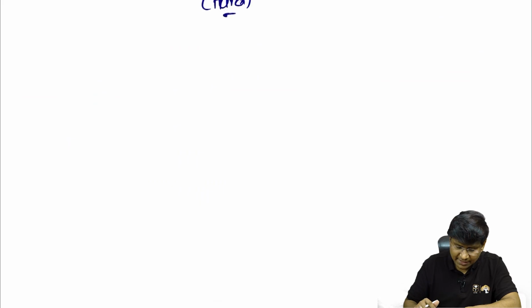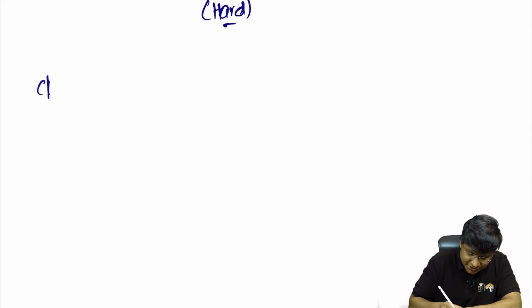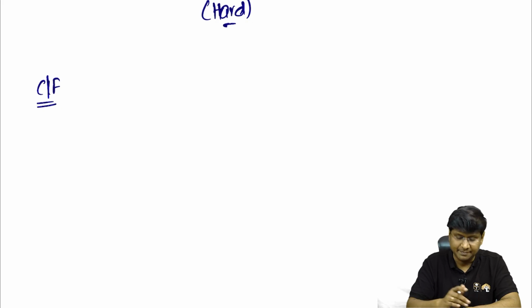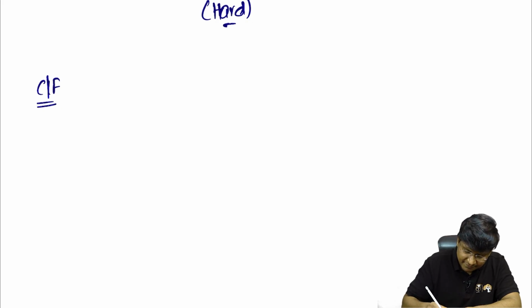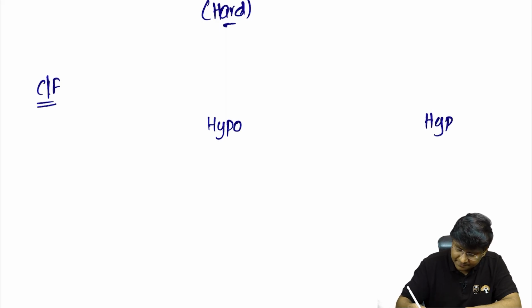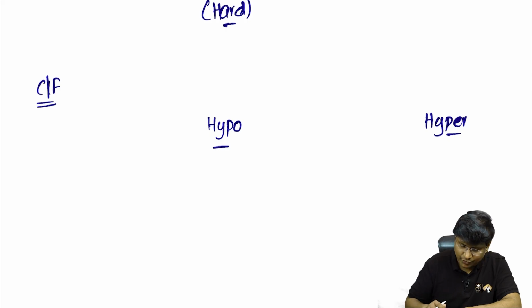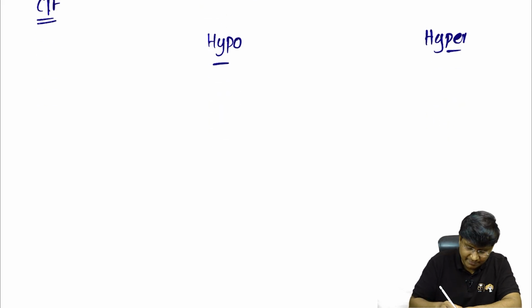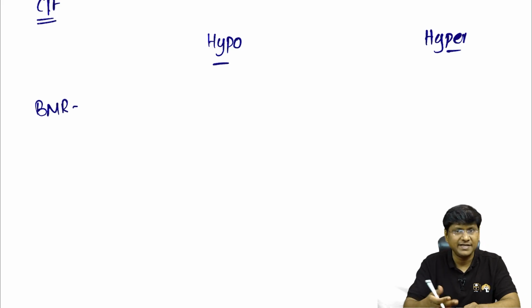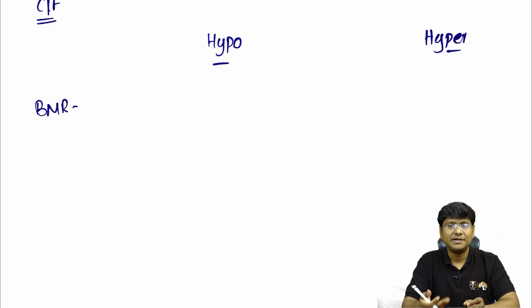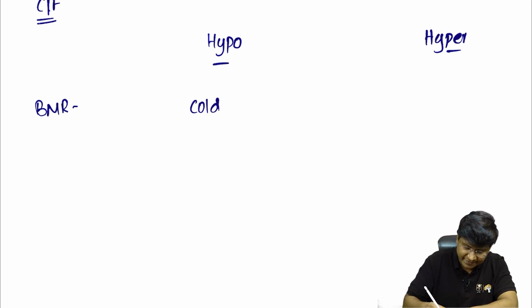Now you need to know the clinical features of hypo and hyperthyroidism. The clinical features that you will have in the hypo and the clinical features that you will have in the hyper include the following. First and foremost, related to the BMR. Thyroid hormone increases the BMR of the individual. So in patients with hypothyroidism, the BMR is reduced. Thereby these patients will have cold intolerance, right? They will have cold intolerance, and they will have dry skin.